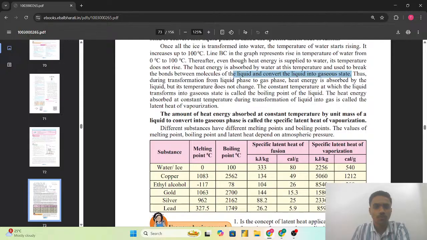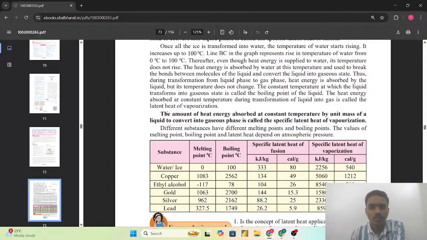Thus, during transformation from the liquid phase to the gas phase, heat energy is absorbed by the liquid, but its temperature does not change. The constant temperature at which the liquid transforms into the gaseous state is called the boiling point of that liquid. मतलब जो constant temperature जहाँ पर जो liquid है वो gaseous state में convert होना start हो जाएगा, then that point is called the boiling point of that liquid. और the heat energy absorbed at the constant temperature during the transformation of the liquid into the gas is called the latent heat of vaporization.